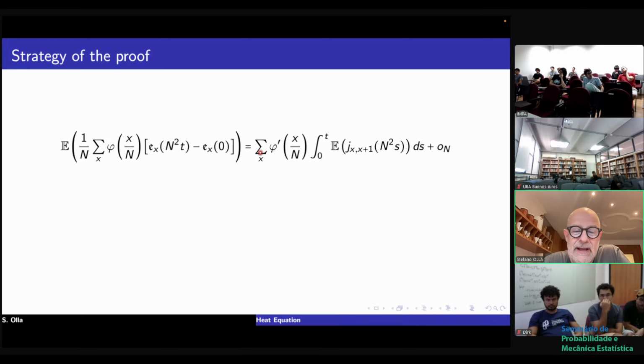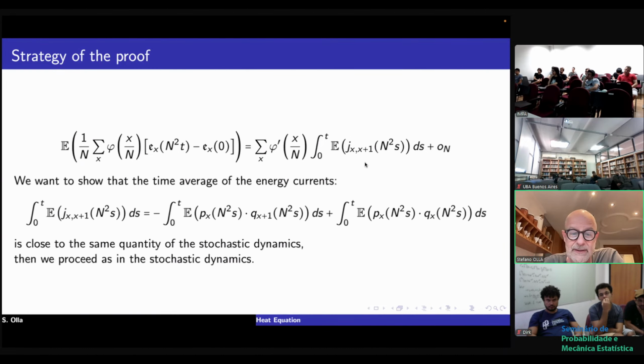When I compute the time derivative, I get an n square in front. One n square, I needed to reconstruct the space derivative of the function phi, and I lose the other 1 over n here. So I get the sum over x. This looks big, but fortunately, this time integral of the current is going to be small, of the order 1 over n, and we have to determine exactly how much it is, and this will be the point. So we have to concentrate on what's happening to this time integral of the current.